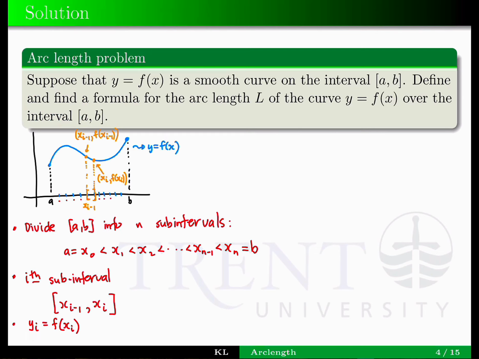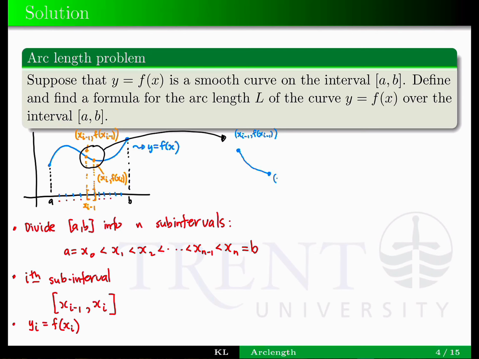Now, let us take this particular part and zoom in on it. The situation would possibly be something like this. We have this endpoint here, which is (x sub i minus 1, f of x sub i minus 1), and then the curve could be looking something like this.